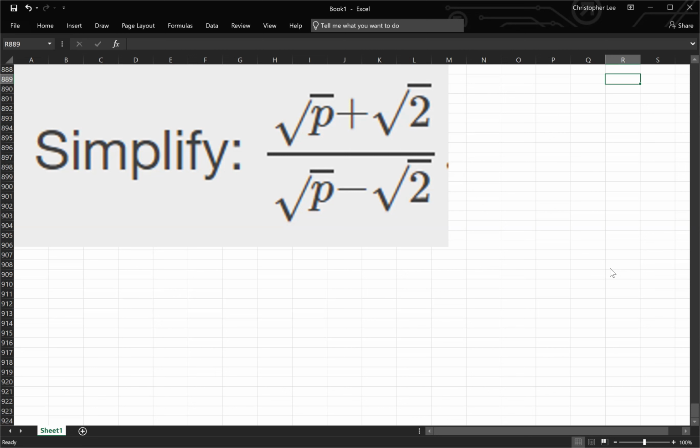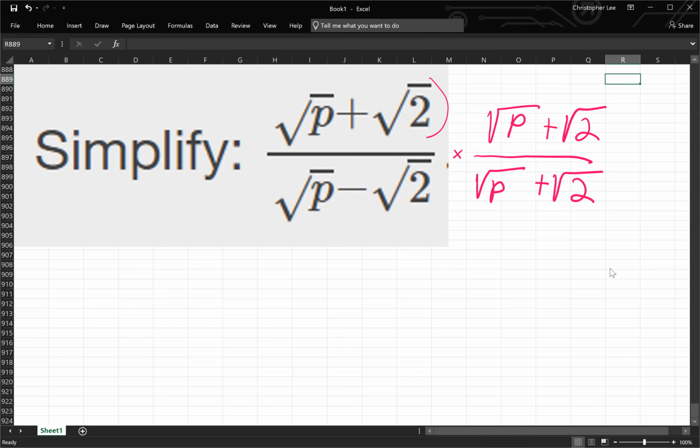All right, so let's look at this. Square root p plus square root 2 over square root p minus square root 2. What am I gonna multiply this by? Square root p plus square root 2, right? Conjugate. You want the opposite of the denominator. What I do to the bottom, I do to the top. After that, you already know what to do. Just FOIL it.